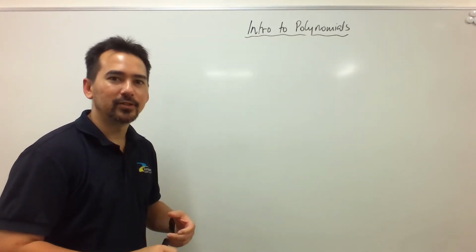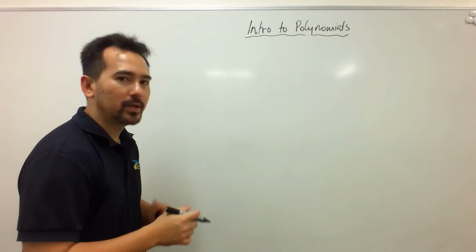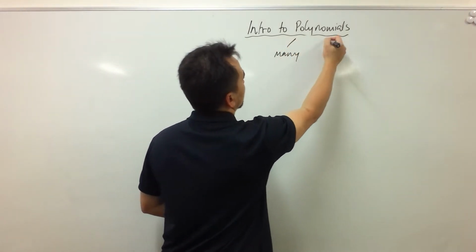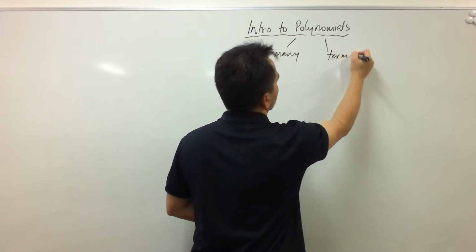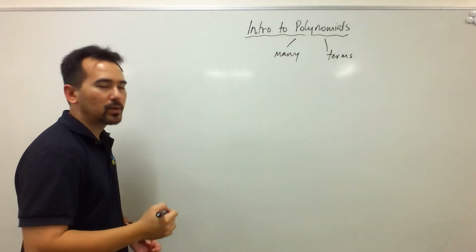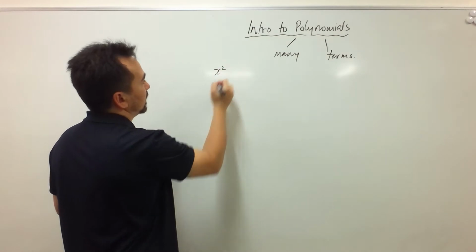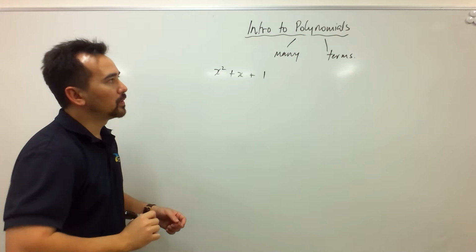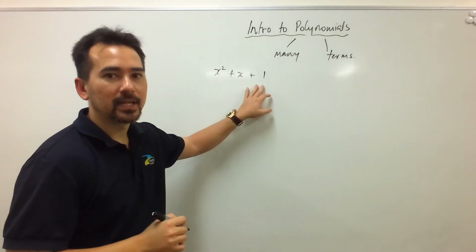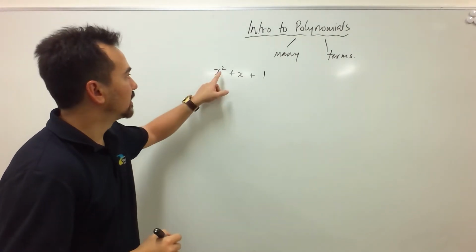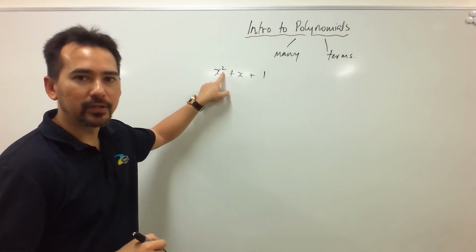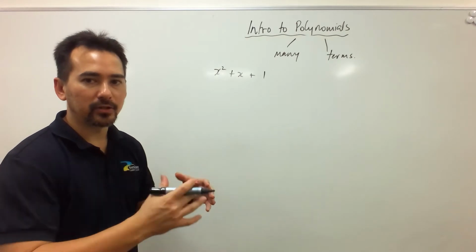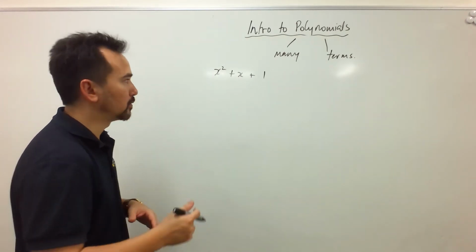Okay, let's do an introduction to polynomials. What is a polynomial? Well, poly means many, and nomials means terms. So if I took an expression like x squared plus x plus 1, we would say that this has many terms, so this is a polynomial. And a polynomial with degree 2 is a quadratic, and quadratics are polynomials of the smallest degree.